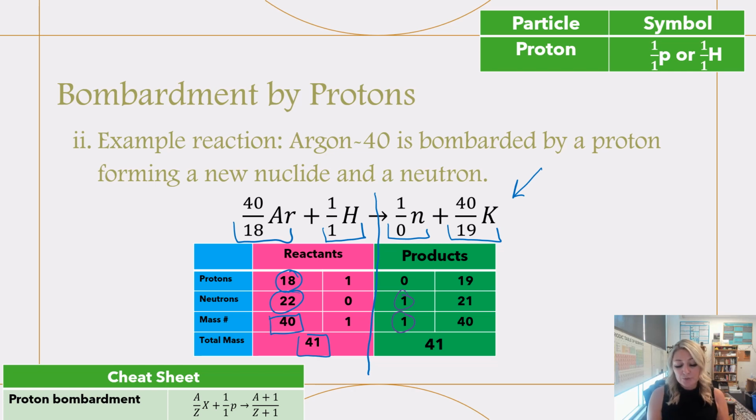And our new species is potassium. Remember that we're going to add 1 to the atomic number, so we go from 18 to 19. And typically we would add 1 to the mass as well, going from 40 to 41. But because we have a neutron, that accounts for why the number is still at 40. That neutron carries the mass of 1. But when you add these up together, you still have 41, showing that we have accounted for all the neutrons, the mass, and the protons.